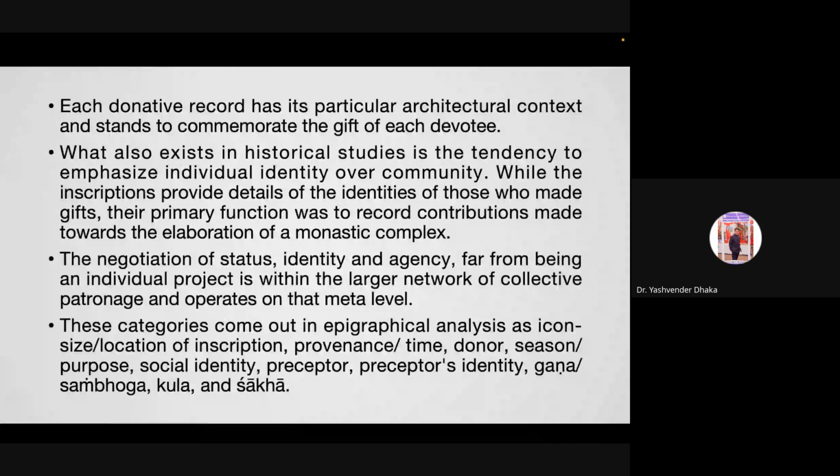These categories come out in epigraphical analysis as an icon, size, location of inscription, provenance, time, donor, season, purpose, social identity, preceptor, preceptor's identity, Gana, Sambhoga, Kul, Shakha, as we have seen in Jain inscriptions.